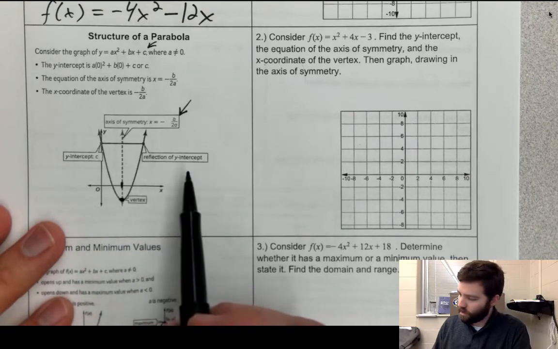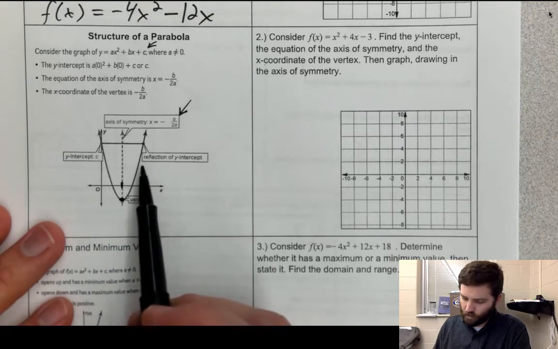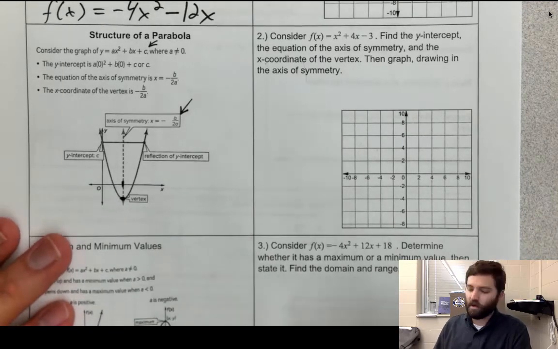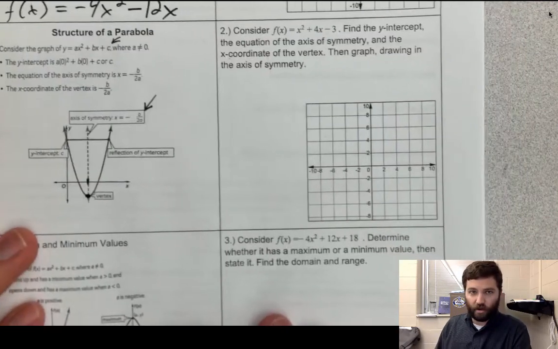So you can see here we've got the y-intercept and the reflection. Okay, so we don't care about that so much. All right, so that's the structure of the parabola. What we're going to do in the next problem is try and find all of that stuff.